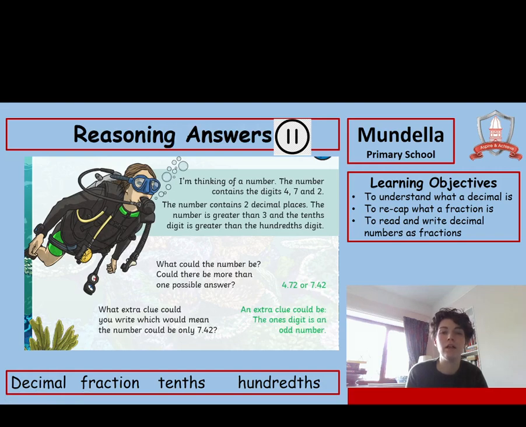And then the answer there is on the screen. It's either 4.72 or 7.42. An extra clue could be that the ones digit is an odd number. That would give you that answer there. Very well done if you got those correct.